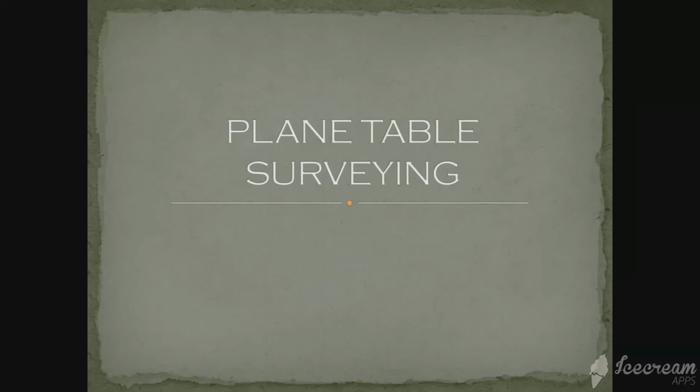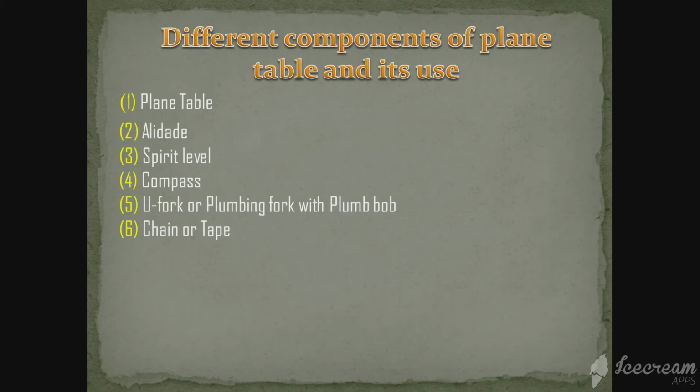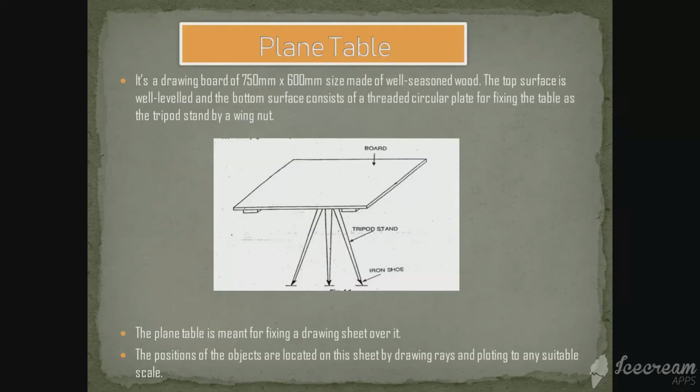Here we are, Group 8, going to present you some answers to some of the important questions of plane table surveying. The first question is, what are the different components of the plane table, and we have to mention their use. The components are plane table, alidade, spirit level, compass, U-fork or plumbing fork with plumb bob, chain or tape.